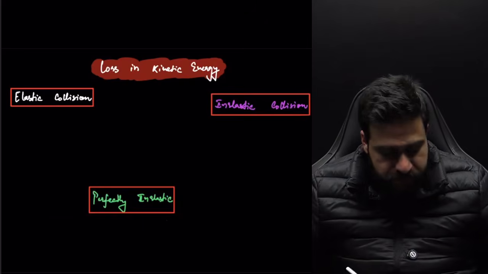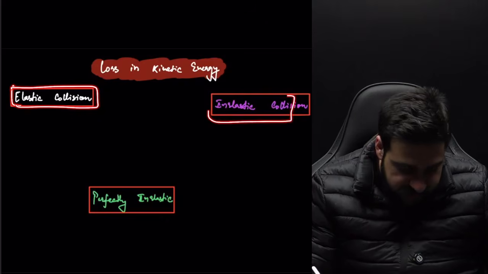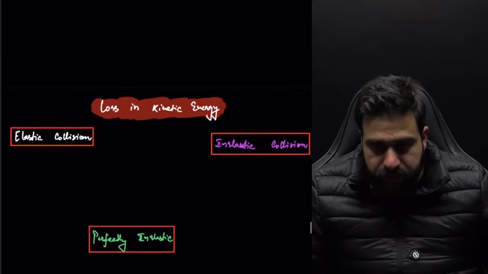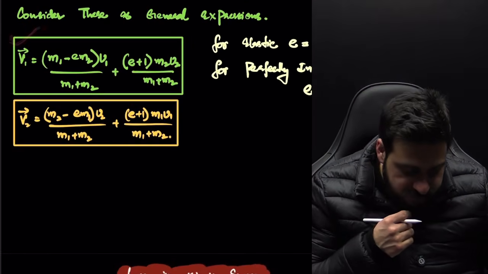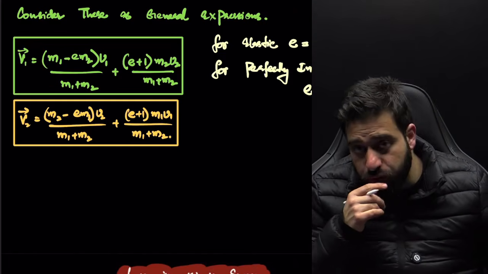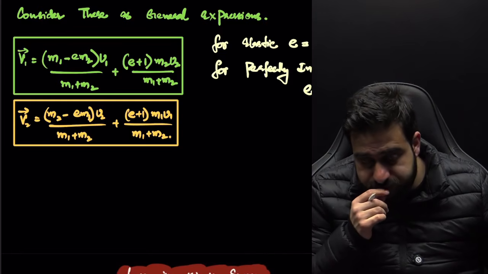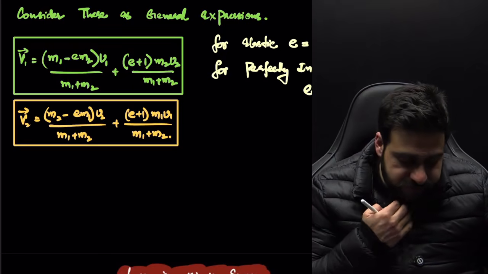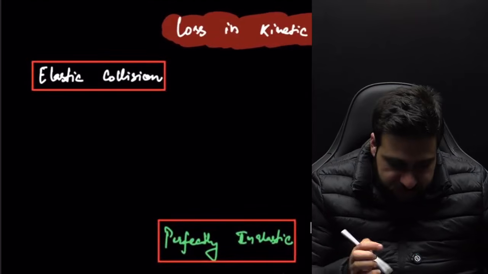So my dear NEET aspirants, this is perfectly inelastic, this is inelastic, and this is going to be perfectly inelastic. Now, I hope you got these two expressions clearly. You will be considering this as the general expression. When you put e equal to 1, you'll get the expression of elastic. When you put e equal to 0, you'll get the expression of perfectly inelastic. Now, my dear NEET aspirants, let's talk about the loss in kinetic energy over here.